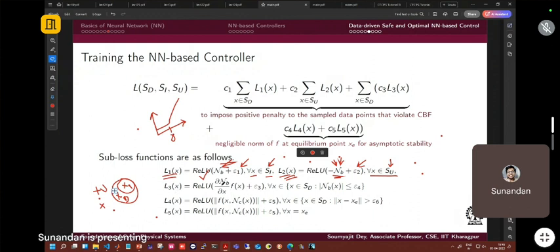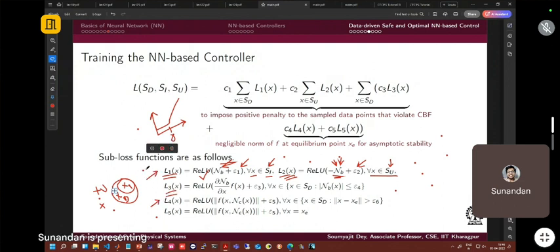And L3 is there for the third property of CBF, that ensures that it should be negative. So if this is not negative, if this is positive, then we are imposing a loss. So whatever criteria CBF has to fulfill, if we are having some criteria that CBF is not supposed to obey, then we are incurring some loss. And that is how we are ensuring that the neural network learns to produce such inputs that will abide by the CBF. And same thing for stability.